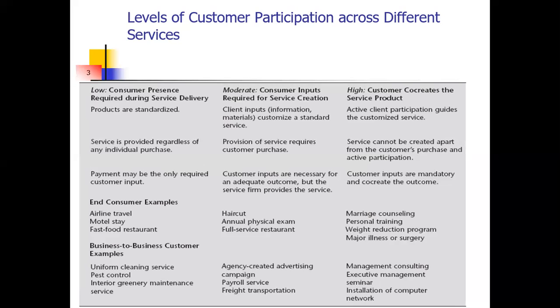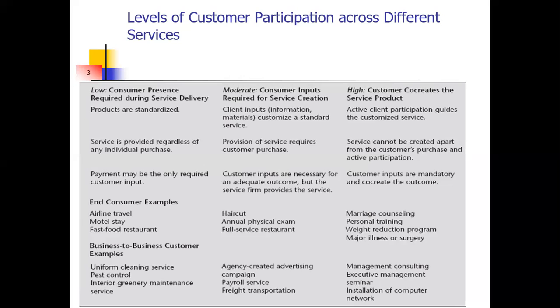So if an agency creates an advertisement campaign, you give the size of the advertisement, the color, the content, the message, and the timing of that particular advertisement. Payroll service, freight transportation, then you do a number of negotiations about the weight and the size of the dimension of the package, etc. And there is a high customer involvement. It means here the customer acts as a co-creator in the service product, and every time a unique service is produced. Here, active client participation is very much required in order to deliver a customized service.